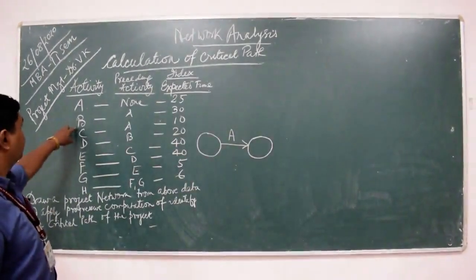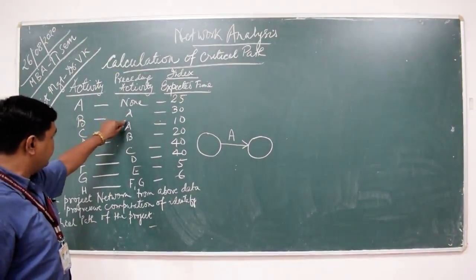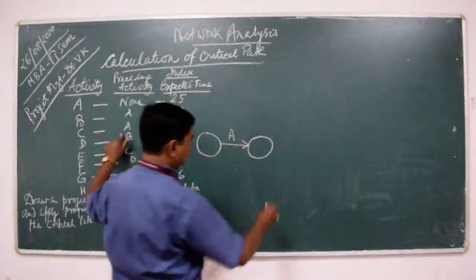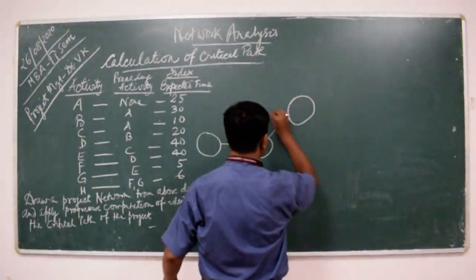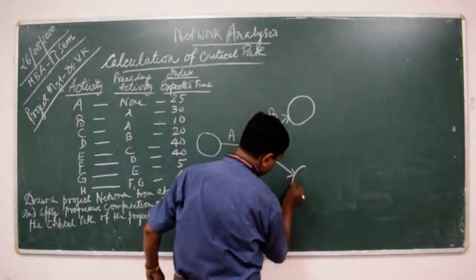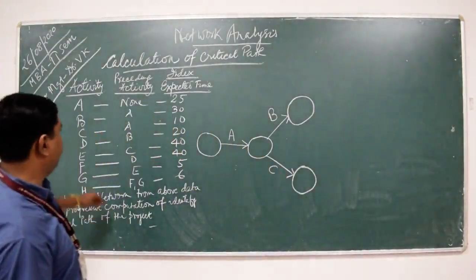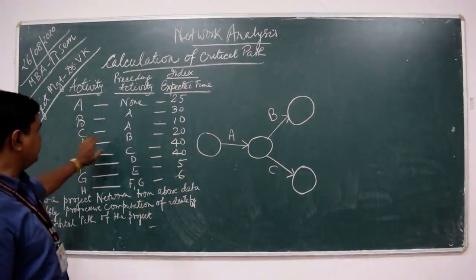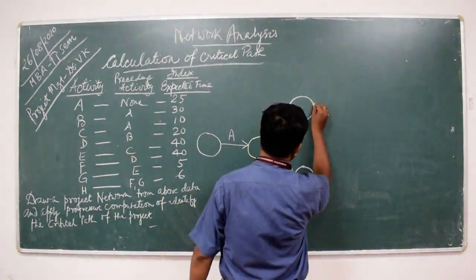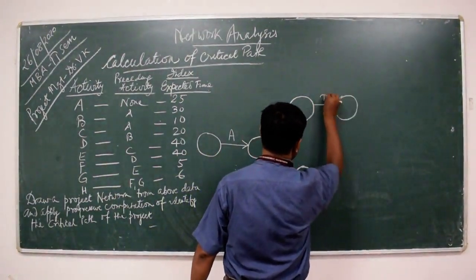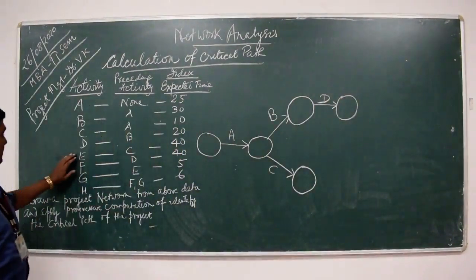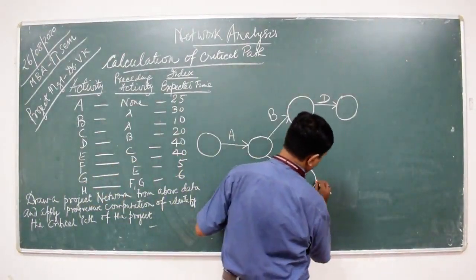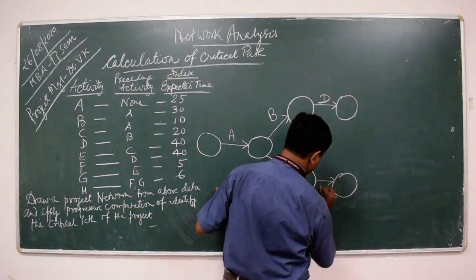Now come to B. Activity B is preceded by activity A, whereas activity C is also preceded by activity A. It means activity B and activity C are both preceded by activity A. Now come to D. D is preceded by B. We have B here, so this is D. The next activity is E. E is preceded by C. Here we have C, so this is E.